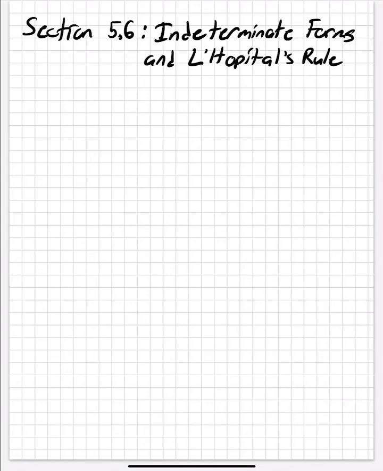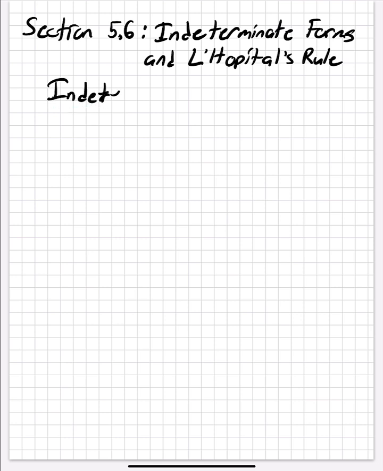Alright, so this is section 5.6, and in this section we're going to get into what is actually my favorite topic or favorite rule that we get to use, and that's when we have an indeterminate form and we get to use what's called L'Hopital's rule. Okay, and so let's just look at some examples of what an indeterminate form is.